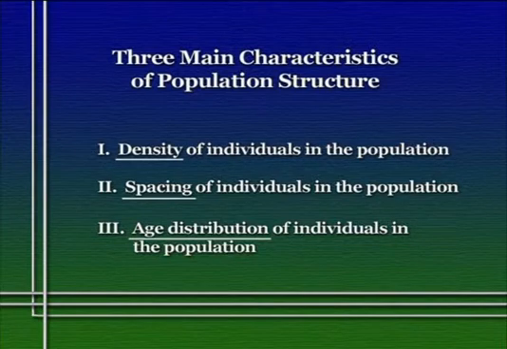A population's density is pretty self-evident. It simply refers to the number of individuals per unit area. Or if it's a population that lives in some three-dimensional space, then the number of individuals per unit volume. The density of a population is a key attribute of that population because, as we'll see, many of the factors that regulate changes in population size depend on population density. How dense the population is will affect how that population changes its size over time.